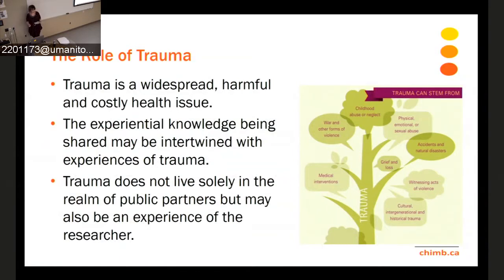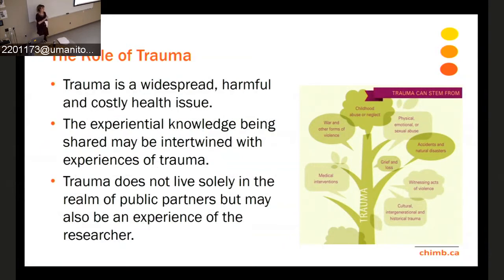And experiences of trauma may also impact an individual's ability to access appropriate healthcare services and hence to even identify as a patient. So we want to start talking about embedding, in any type of patient public engagement strategy that you're trying to develop, an understanding that, first of all, trauma is a widespread, harmful, and costly health issue, that it occurs as a result of violence, abuse, neglect, loss, disaster, war, and other emotionally harmful experiences, and that it's sometimes seen as a universal experience when we're talking about mental health and substance use issues.